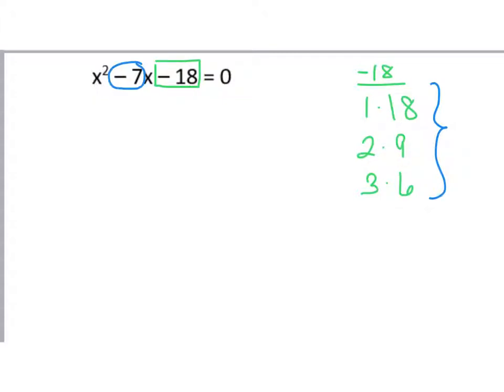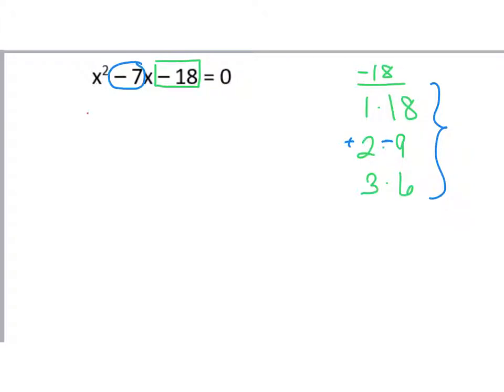So what I need to do is figure out which one's going to be positive and which one's going to be negative. If I want to make a negative 7, then I want a negative 9 and a positive 2. Because if I multiply positive 2 times a negative 9, I do get my negative 18. And if I add 2 minus 9, I get my negative 7. At this point, I'm ready to write my answer.